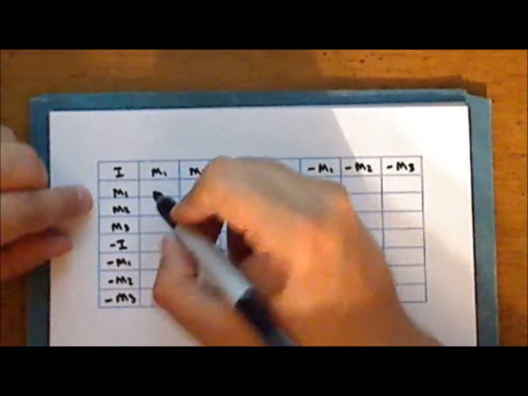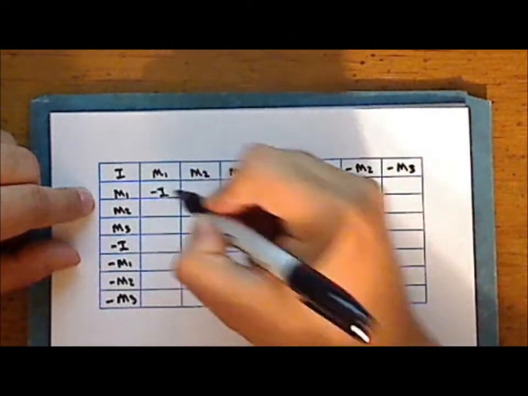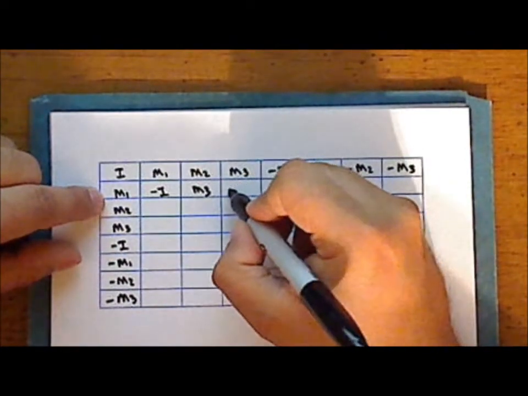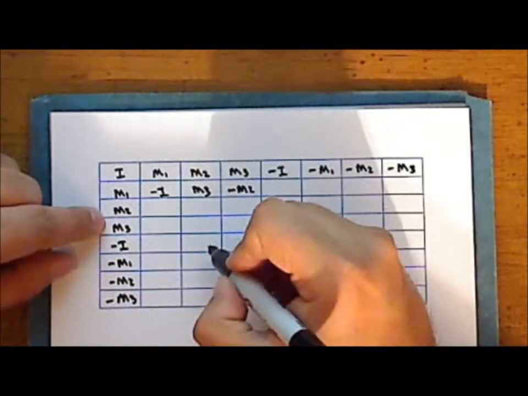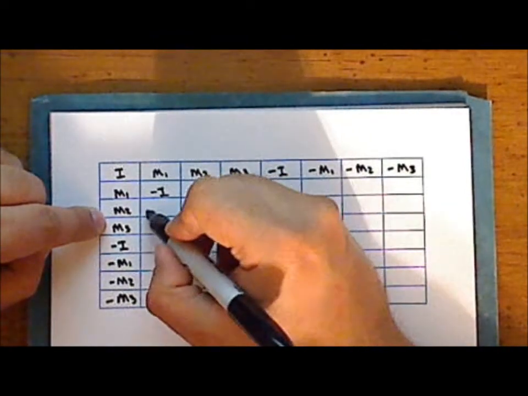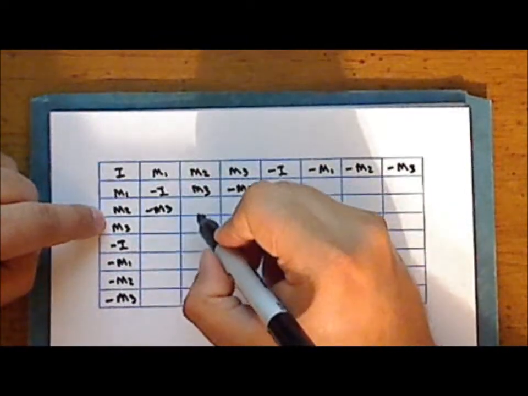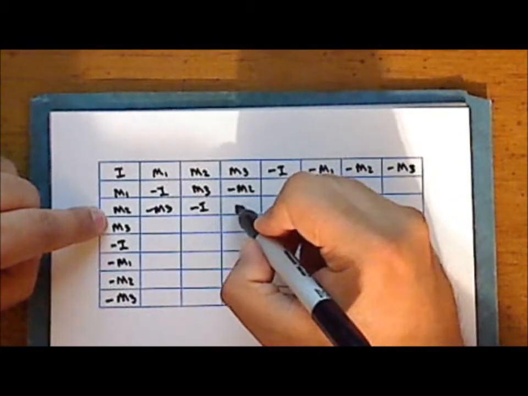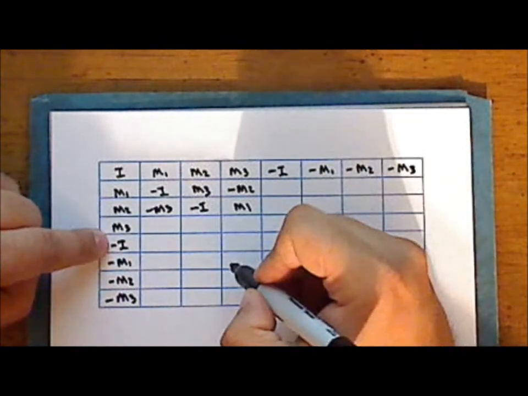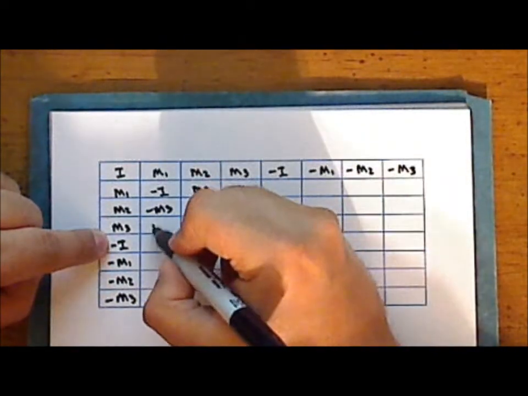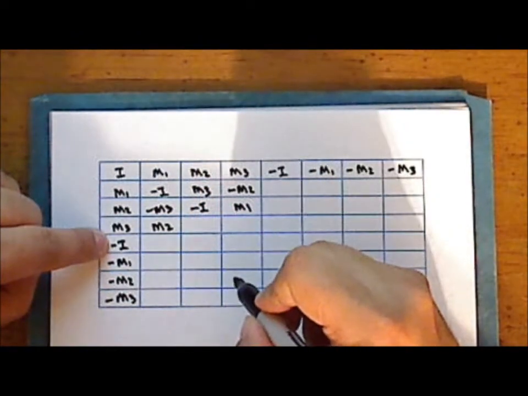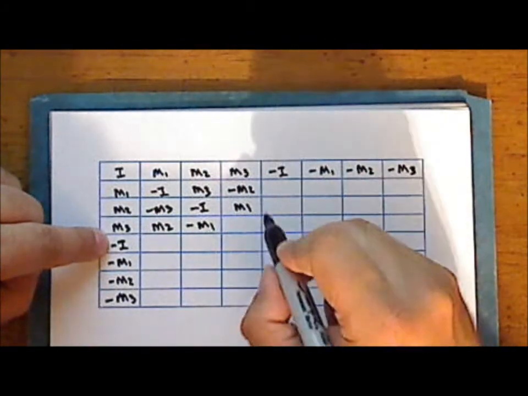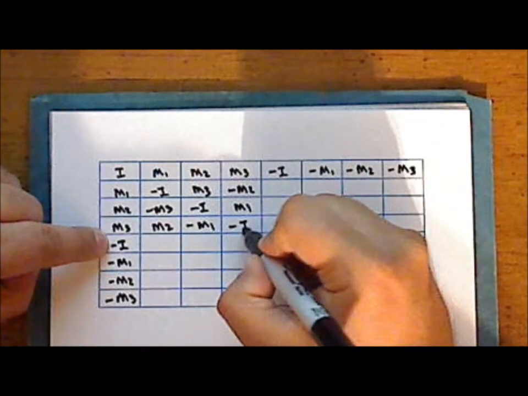Now, M sub 1 times M sub 1 is negative I. M sub 1 times M sub 2 is M sub 3. M sub 1 times M sub 3 is negative M sub 2. M sub 2 times M sub 1 is negative M sub 3. M sub 2 times M sub 2 is negative I. M sub 2 times M sub 3 is M sub 1. M sub 3 times M sub 1 is M sub 2. M sub 3 times M sub 2 is negative M sub 1. And M sub 3 times M sub 3 is negative I.